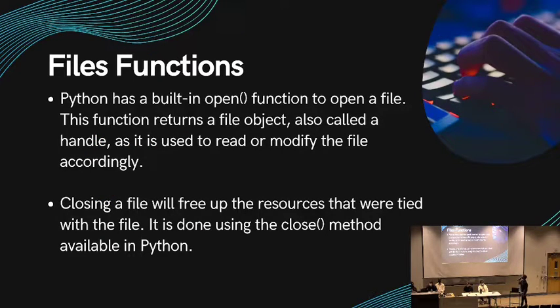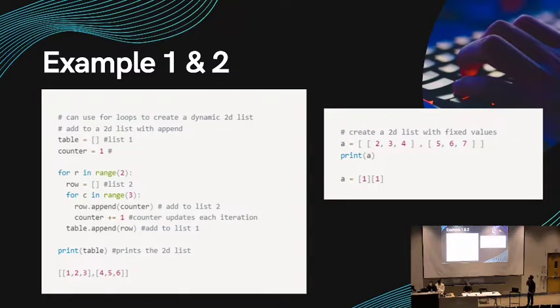File functions. Python has built-in functions known as open() and close() to open and close a file. Open returns a file object, also called a handle, as it's used to read or modify the file accordingly. Closing a file will free up the resources. This is very important, because your computer will keep the file open forever until you completely kill the script. So yes, open and close, that's what this slide is talking about. Let's go to the next one.